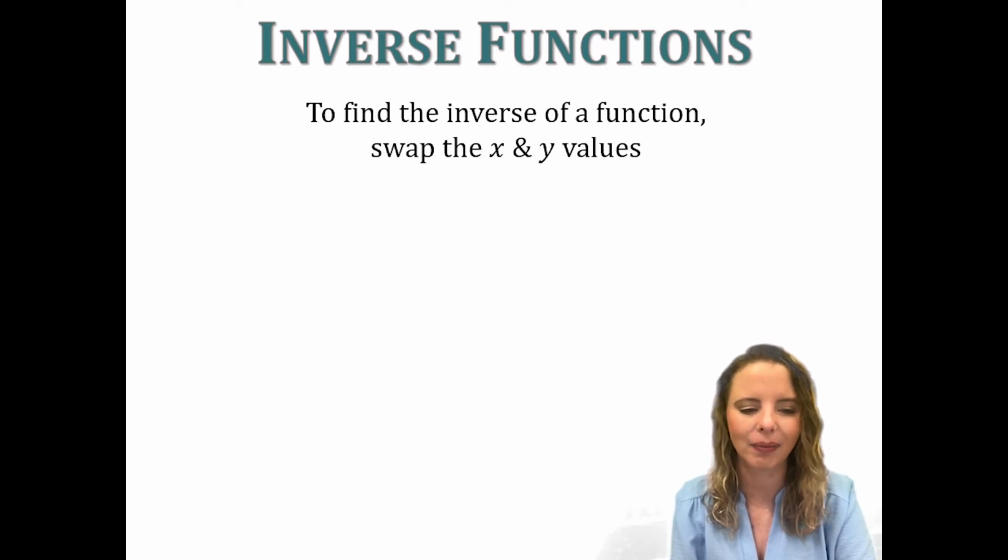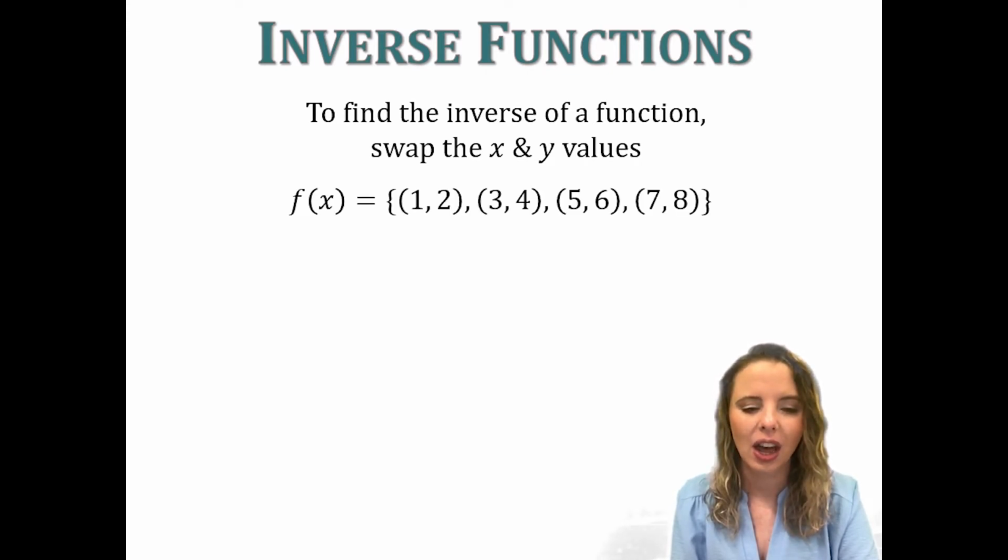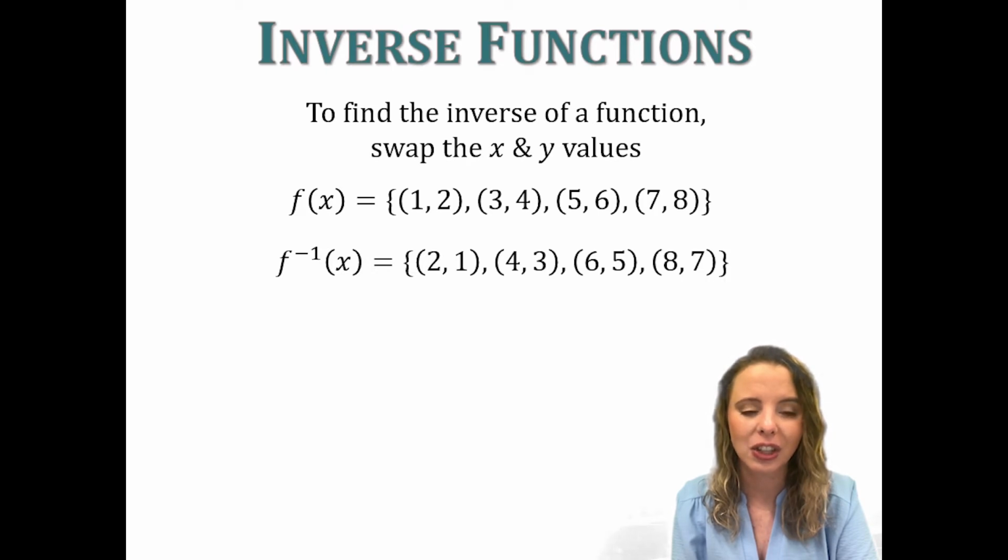What does that mean? So here we have a function: 1, 2, 3, 4, 5, 6, and 7, 8. The inverse of this function is going to be a function where the x's and the y's are swapped. Meaning, instead of 1, 2, it's going to be 2, 1. So here's our inverse. Instead of 1, 2, it's 2, 1. Instead of 3, 4, it's 4, 3. Instead of 5, 6, it's 6, 5. And instead of 7, 8, it is 8, 7.